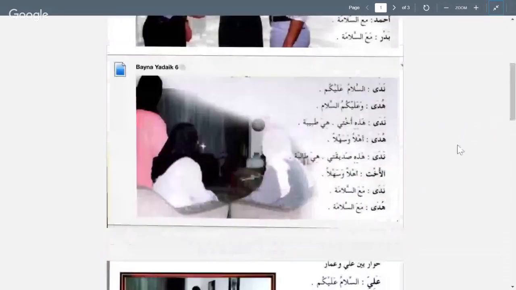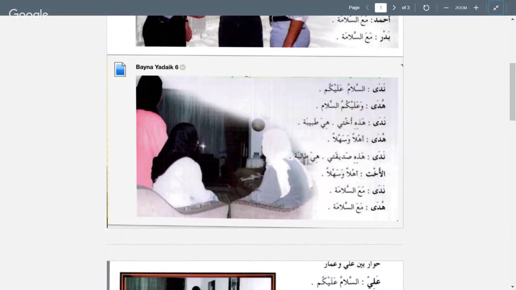Okay, we've got Nada and Huda and Al-Ukht, the sister. I'm going to read through it. We don't have much time left, so I'll just read through it a couple of times. We can start there on Thursday.